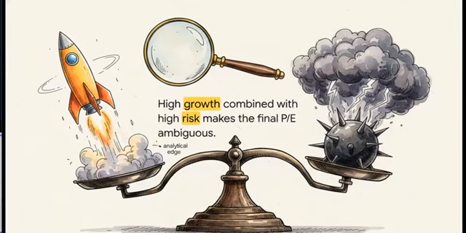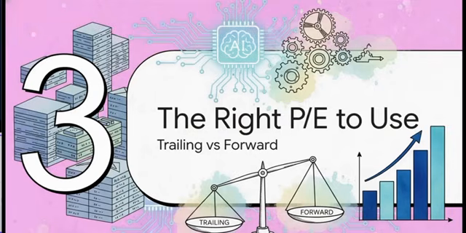But what happens when you're looking at, say, a volatile tech startup that has both high growth and incredibly high risk? The final PE is totally ambiguous. It depends entirely on which force dominates Wall Street's expectation, and spotting which of those forces will win out, that is exactly where your analytical edge is really tested. Okay, let's head into Section 3, the right PE to use.